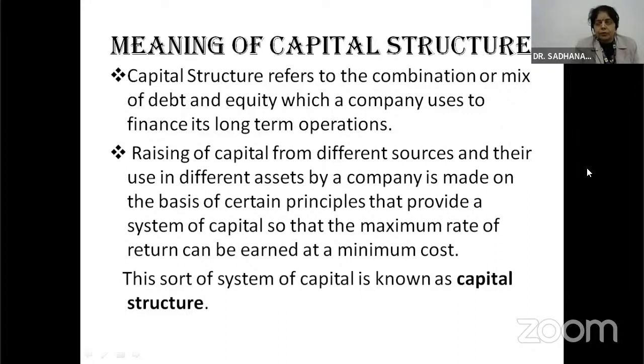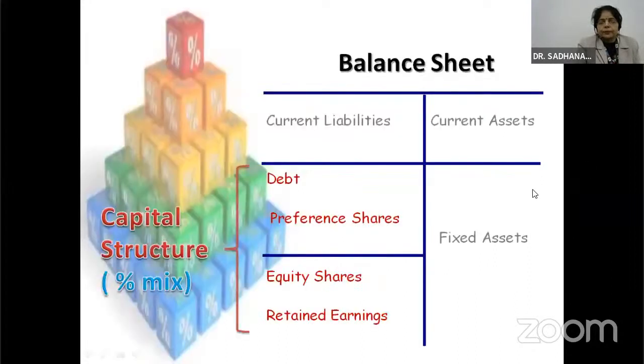at a minimum cost. It means why we are using capital structure, so that the ultimate aim, which we have already discussed with you, the ultimate aim of the company is to maximize the shareholders' wealth, and shareholders' wealth can be maximized by only two ways, by reducing the cost or by increasing the sales or return. This sort of system is known as the capital structure.